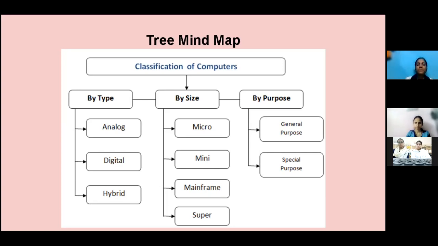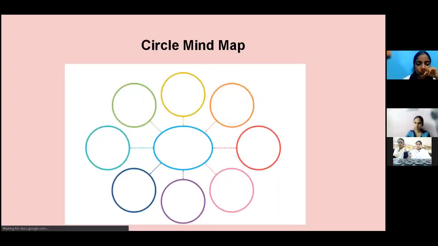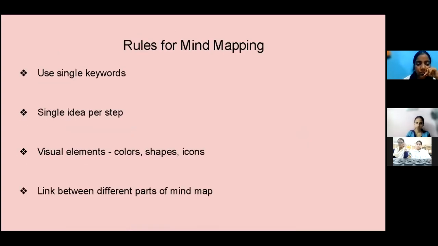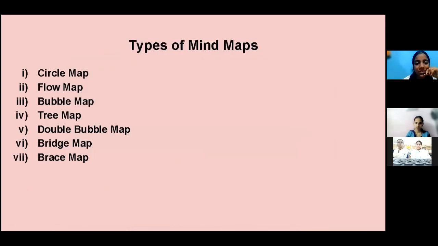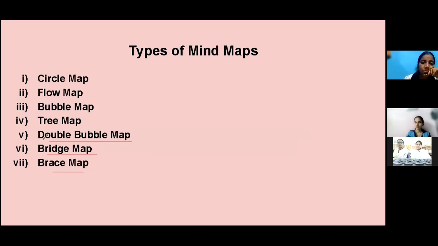And the remaining types of mind maps are the double bubble mind map, bridge map, and brace map. There are 3 more, but I have asked you to find out the information on these yourselves. All these 3 you will have to research. Still there are many. I've just given you the idea. On the net, you will find many more types.